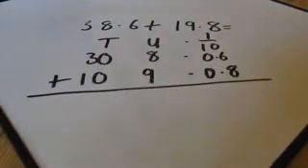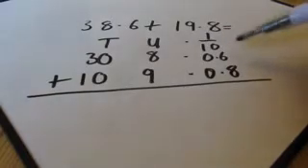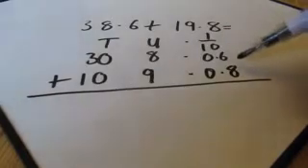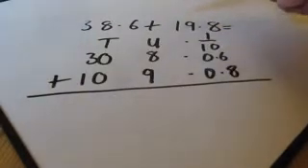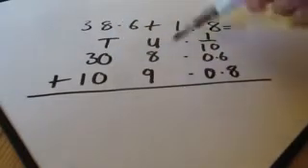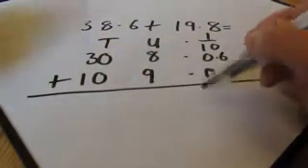We're going to go a step further with our addition, including tenths. Now we're going to look at what happens when you end up in a scenario where you've got more than 10 tenths. So for example, 38.6 plus 19.8. You can see that I've already partitioned that in my tens, units and tenths column.